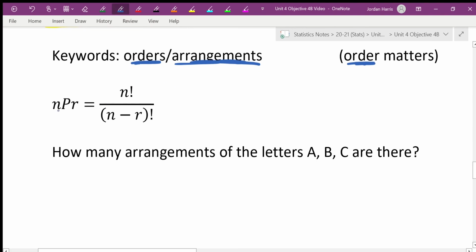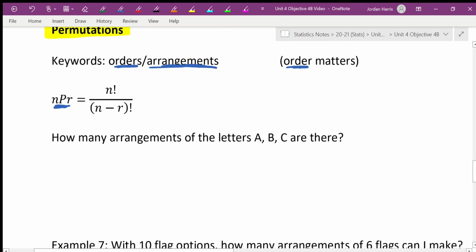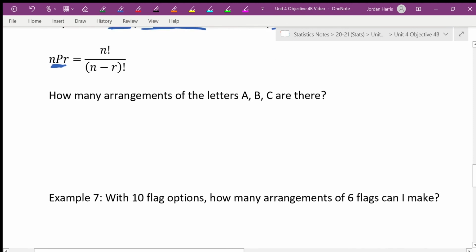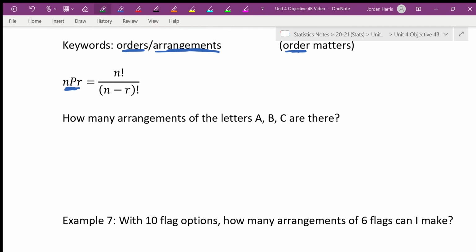We're not actually going to use it because our calculators can do this. But I'm going to talk about it. So this has the factorials in it. So it says how many arrangements of the letters A, B, C are there? Okay, so to use this, we need n, which is the number of options. So how many options do we have? 1, 2, 3. We have 3 options in this case because we have 3 letters we're dealing with.